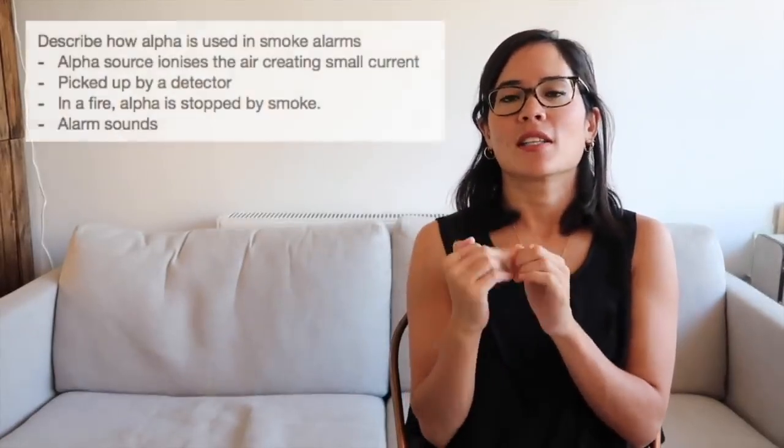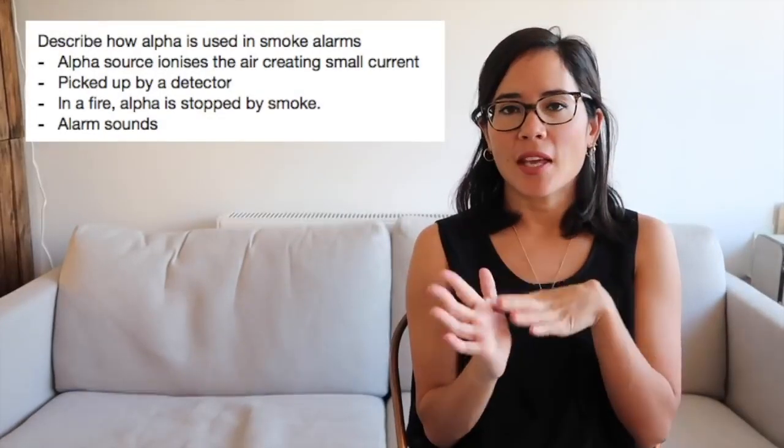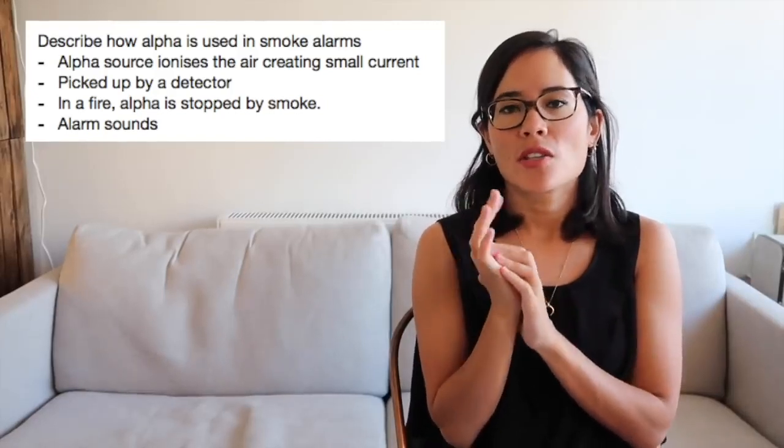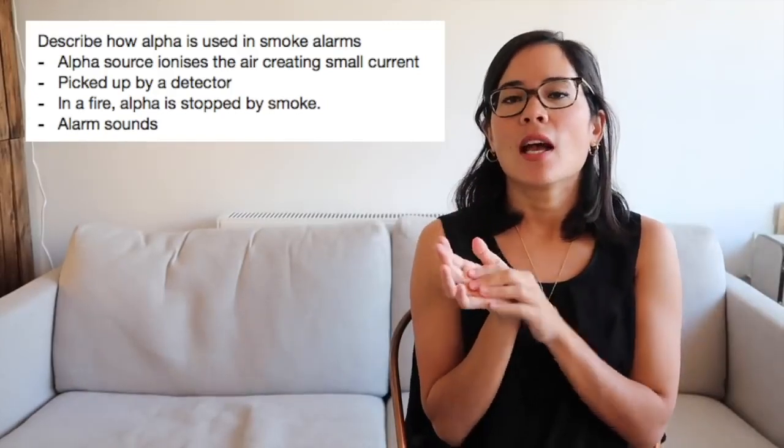Now, I've already told you that alpha's range in air is very limited. So the moment there's a fire, there's now smoke particles in the air and they obstruct the alpha and they stop it reaching the detector. So the detector gets zero reading and therefore the alarm goes off.